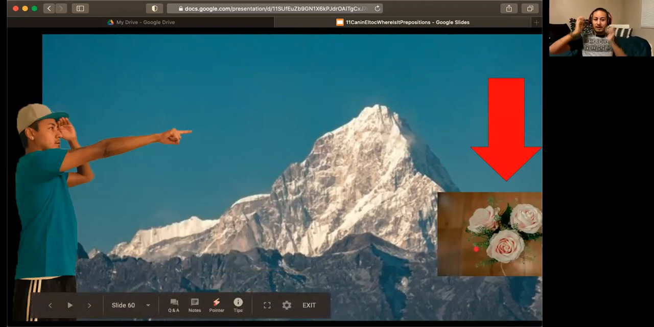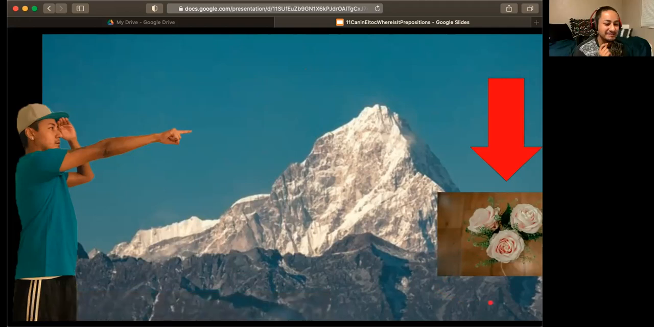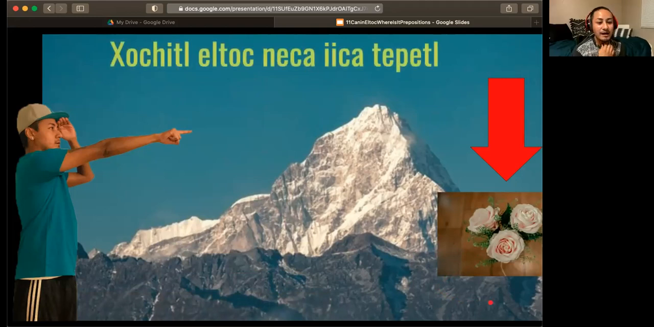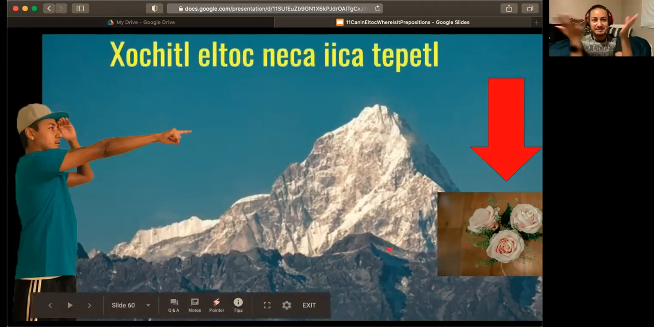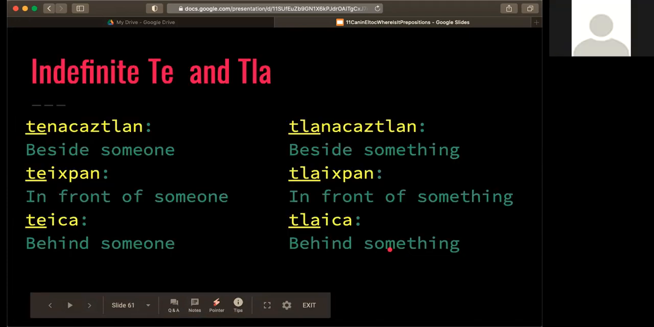Canin Eltoc Xochitl. Xochitl Eltoc Neca Teixpan Tepetl. Now they're not in front of the Tepetl. Now they're behind. Oh, behind, okay. So Xochitl Eltoc Neca Ica Tepetl. Quali. You got it. You passed the test. You graduate. Okay.